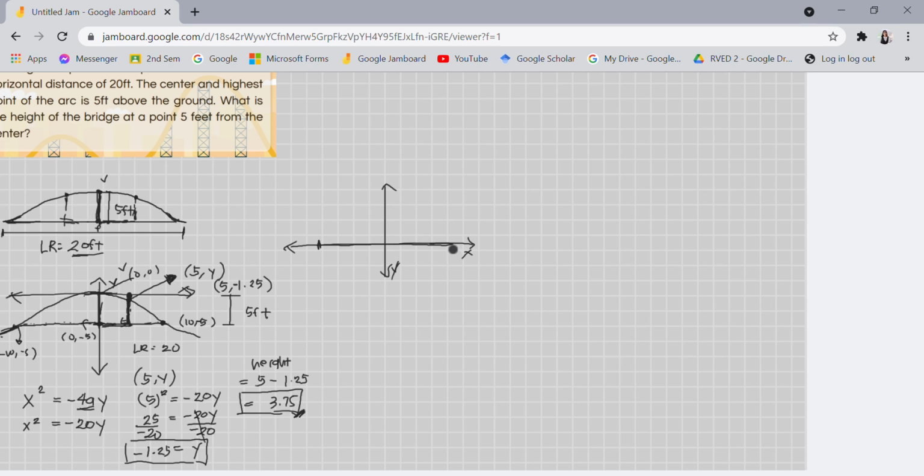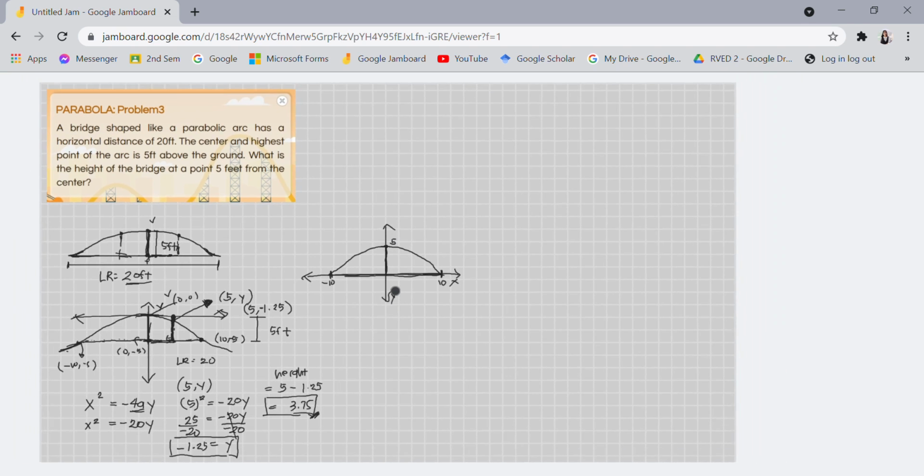So, the ground level is 20 feet ang distance. So, this is negative 10. This is positive 10. Tapos, drawing natin yung ating parabolic bridge. So, ito na yung parabolic bridge natin. Okay? So, from the problem, sabi daw, the parabolic bridge is 5 feet high at its highest point dun sa curve. So, ibig sabihin, this is positive 5. Okay? Sinusundan lang natin kung anong binigay.